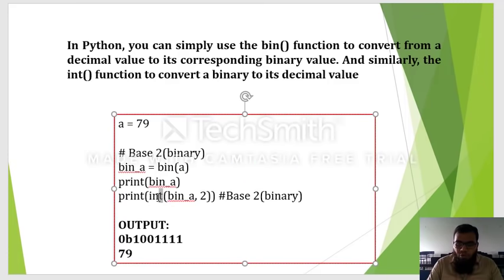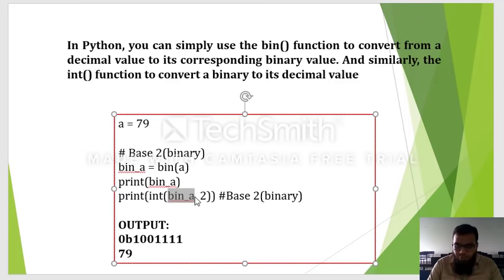Okay. I need to call a function int. Then to this int function, I am passing two parameters. One is bin_a. What is this bin_a? It contains the binary format of 79. Okay, bin_a contains the binary format of 79.